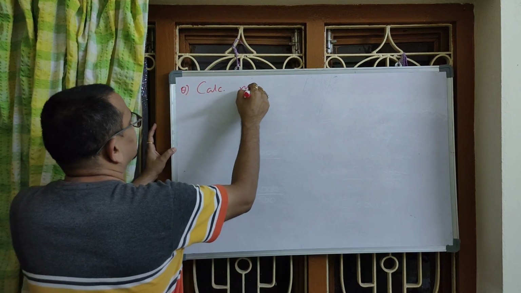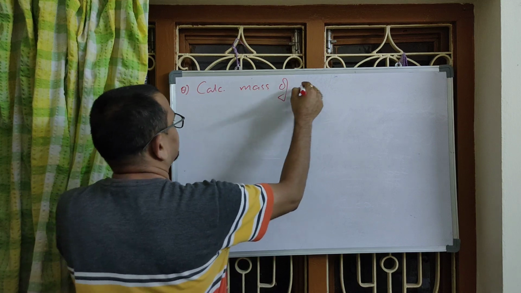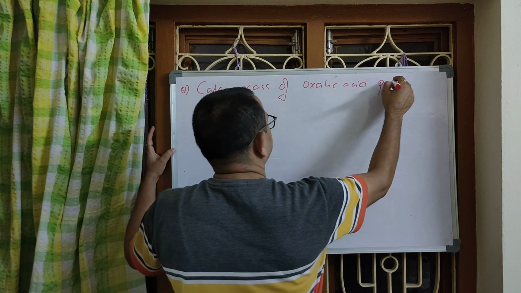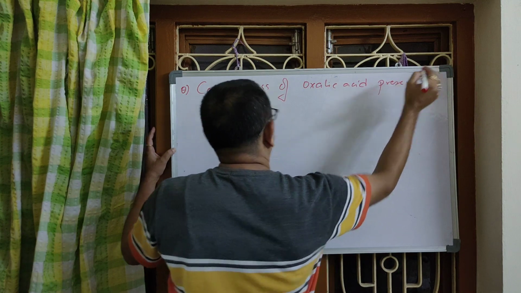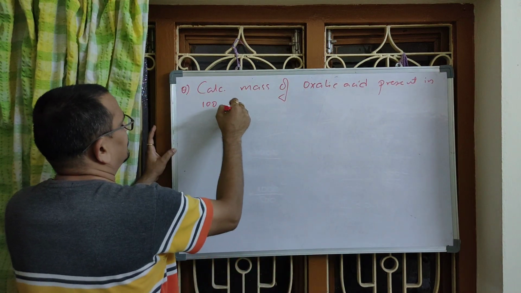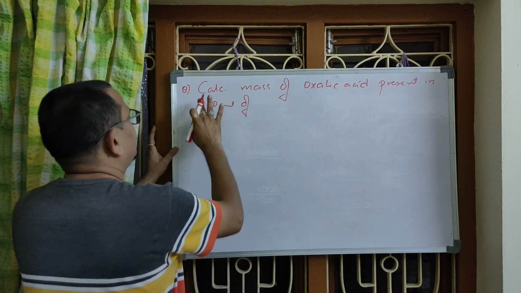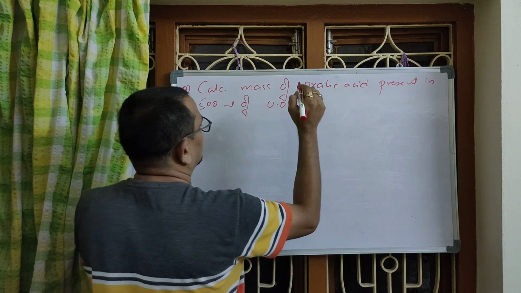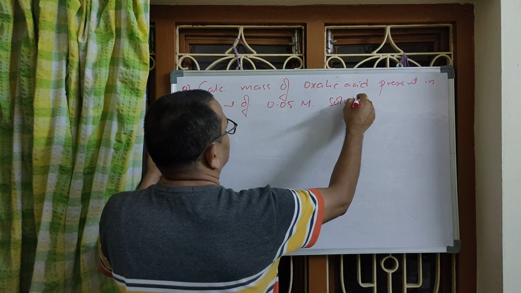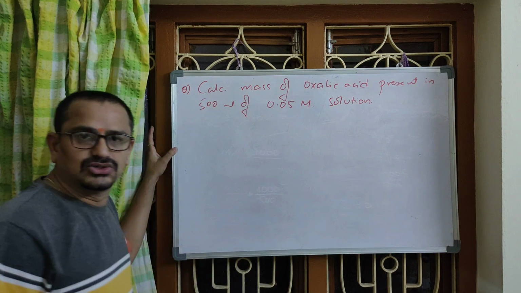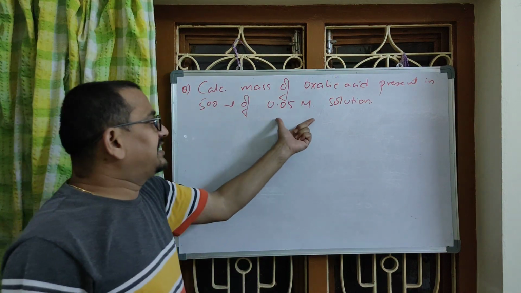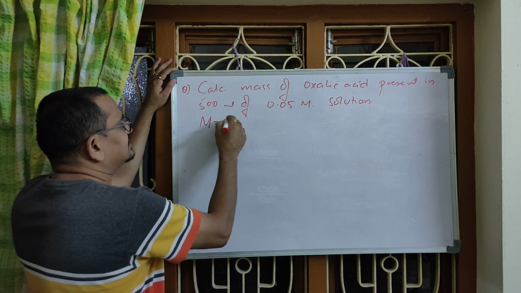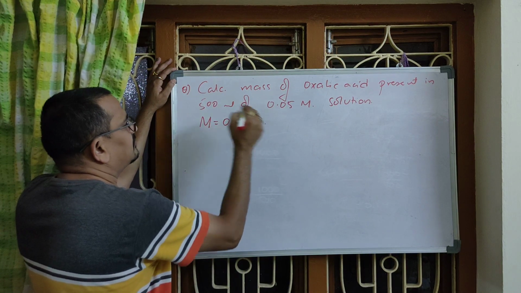Calculate the mass of oxalic acid present in 500 ml of 0.05 molar solution. Understood? Now the molarity of oxalic acid is given as 0.05. We are given the molarity as 0.05 molar.